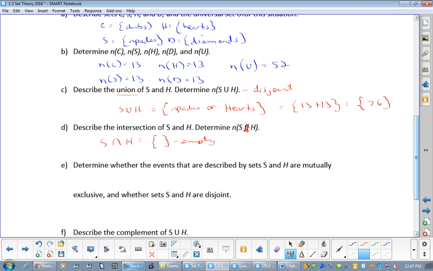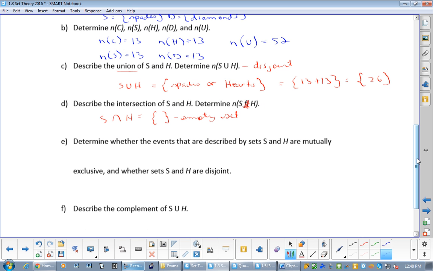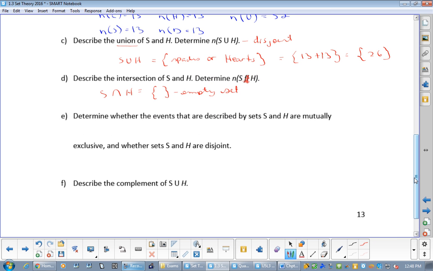So you almost have to say it to yourself in your head, what is a spade heart? No, nothing. Okay? Now if you could say, what is a 7 of hearts? Oh yeah, there's a 7 of hearts. Okay, then you've got yourself a joint set, right? Now determine whether the events described of S and H are mutually exclusive.